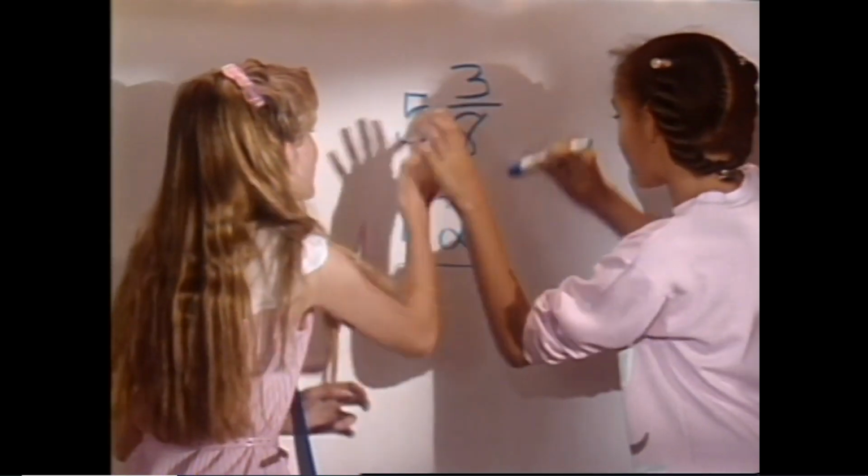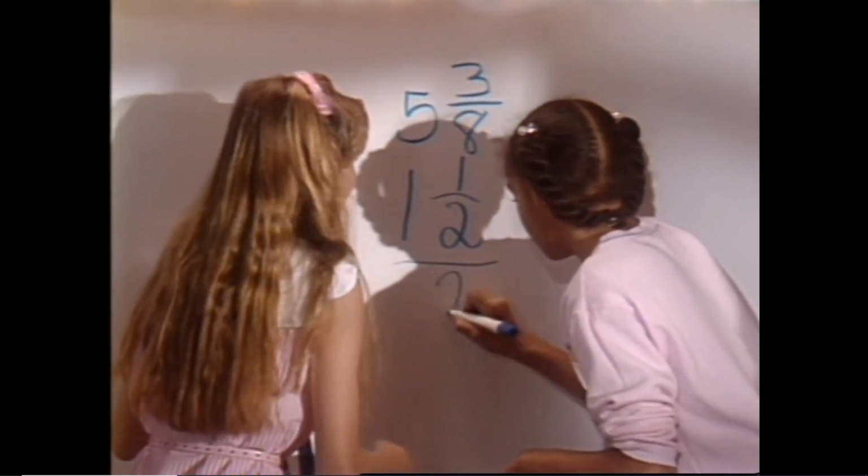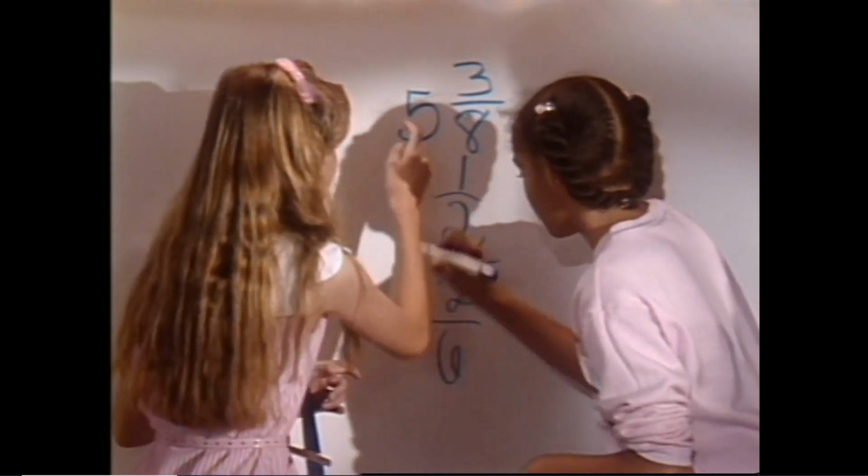Oh, this one's 3 minus 1 is 2, and then 8 minus 2 is 6, and then 4. Yeah.